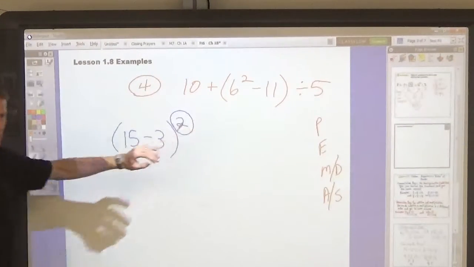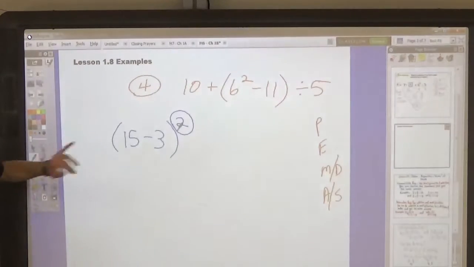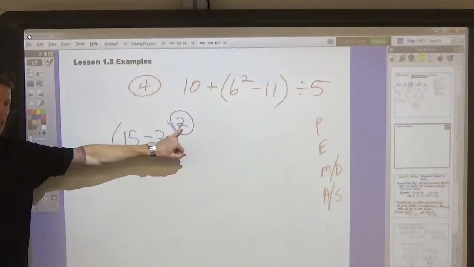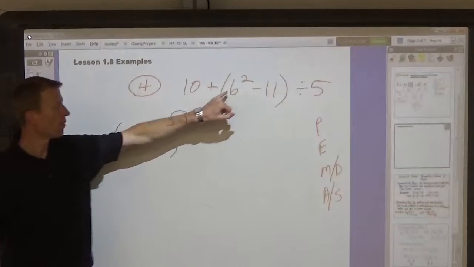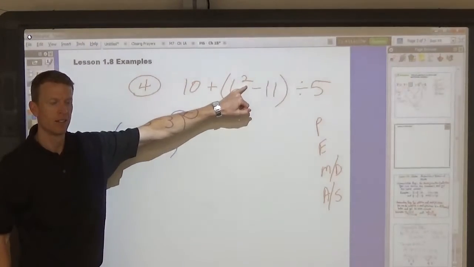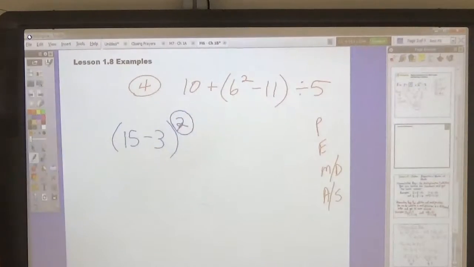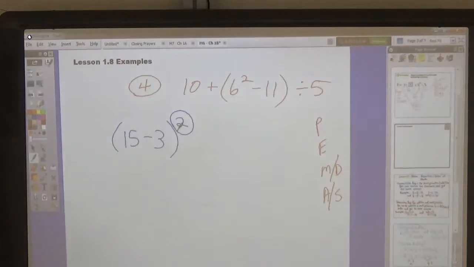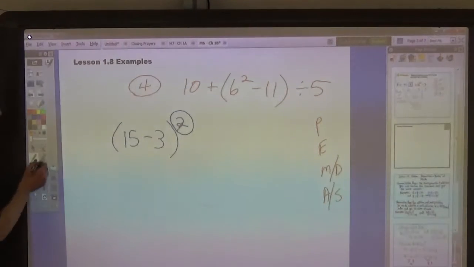Do you see the difference there, Allison? One is the exponent is outside the parentheses. This one has the exponent inside the parentheses. You see the difference there? So that's why we are going to do this differently. Okay?